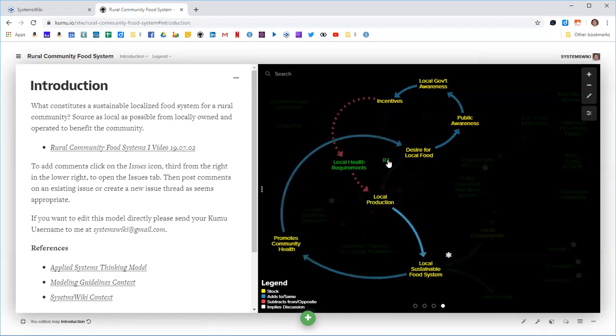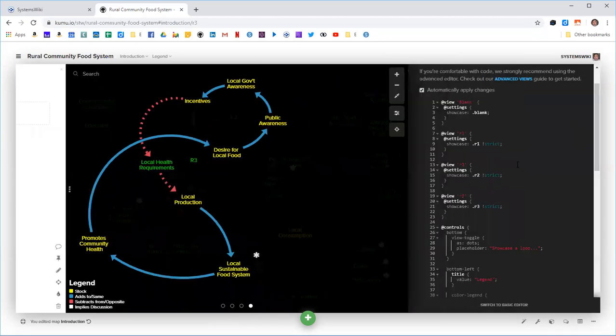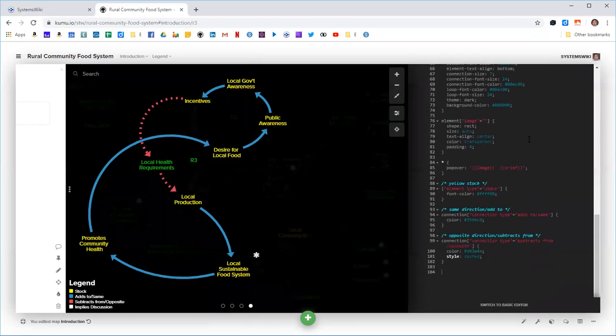How all of this is done is actually not rocket science. There's a little field called brief, and in the coding for this, it does something called popovers, and it shows an image if there is one, and the variable brief when you mouse over it. So that's the way that that gets done.